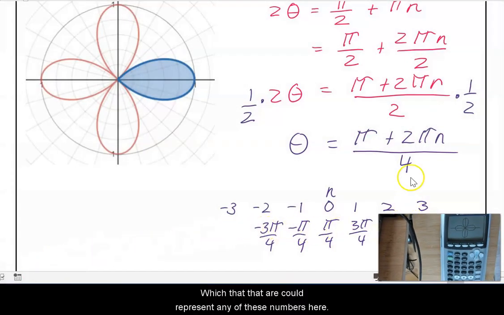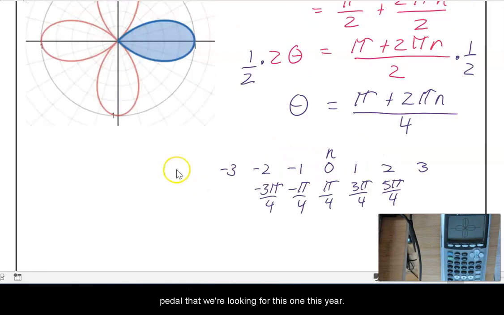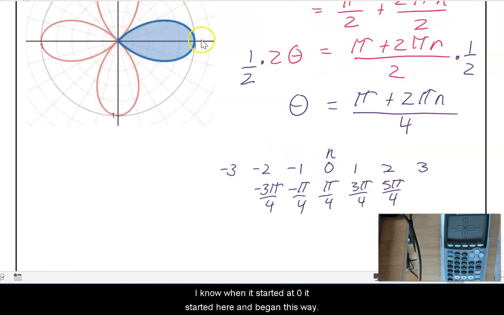Now let's look back at what we had written down about the value of theta. We said that theta could represent any of these numbers here. In order to get one of those numbers, let's see if going from -pi over 4 to pi over 4 will actually graph the petal that we're looking for, this one here. I know when it started at 0, it started here and began this way. That means that the first time it hit the pole, it should have been pi over 4. If I move backwards, then the first time it hits the pole would be -pi over 4. I think if I graph between these two, I'll get the petal I need. Let's check it out and see.